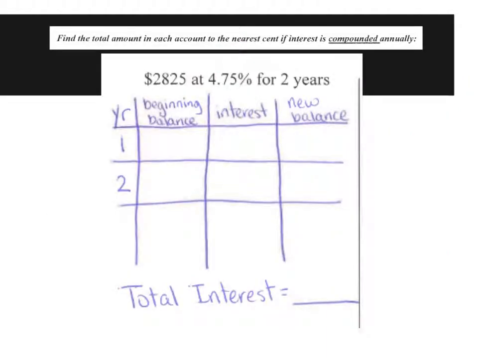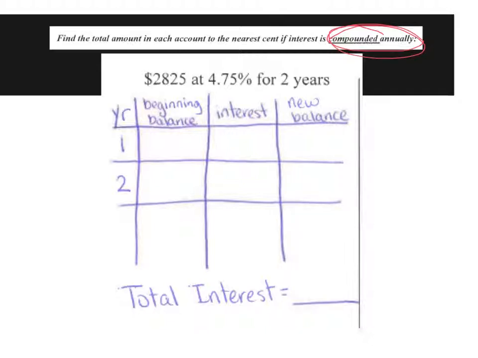So we're going to look at 3 examples. For each of these examples, we're going to find the total amount in each account to the nearest cent if this interest is compounded annually. For the first one, if we had a bank account that had $2,825 in it, and we're going to get 4.75% interest rate for 2 years, these are compounded annually. That means they put the interest back in the account every year.